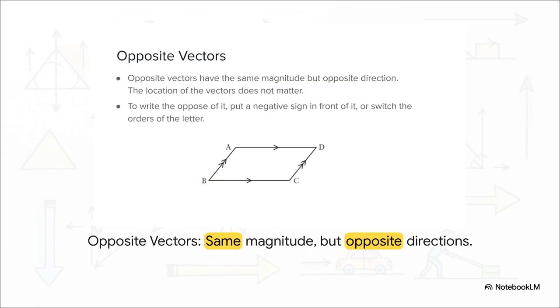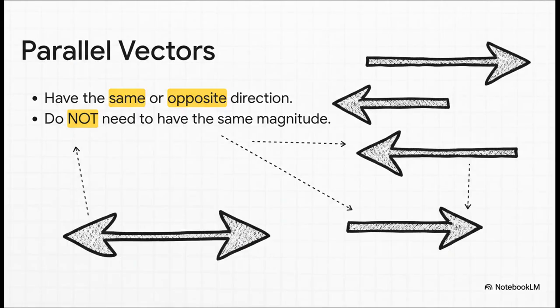And then you have the opposite vectors. They share that same magnitude, their arrows are the same length, but they're heading in perfectly opposite directions. One is doing a complete 180 of the other. It's the exact reverse. And finally, there are parallel vectors. This is the broadest category in the family. To be parallel, vectors just have to be on the same line of travel. They can point in the same direction or the opposite direction. And here's the kicker. Their magnitudes, their lengths, don't have to be the same at all.